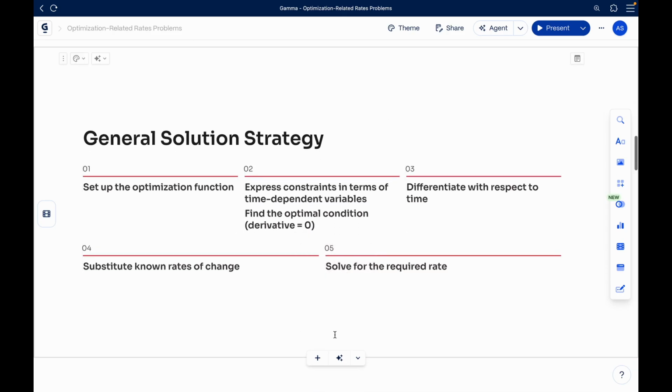Now, our general solution strategy is, first, set up the optimization function. Then express constraints in terms of time-dependent variables. Number 3, find the optimal condition, then differentiate with respect to time. Number 4, substitute known rates of change. And number 5, solve for the required rate.